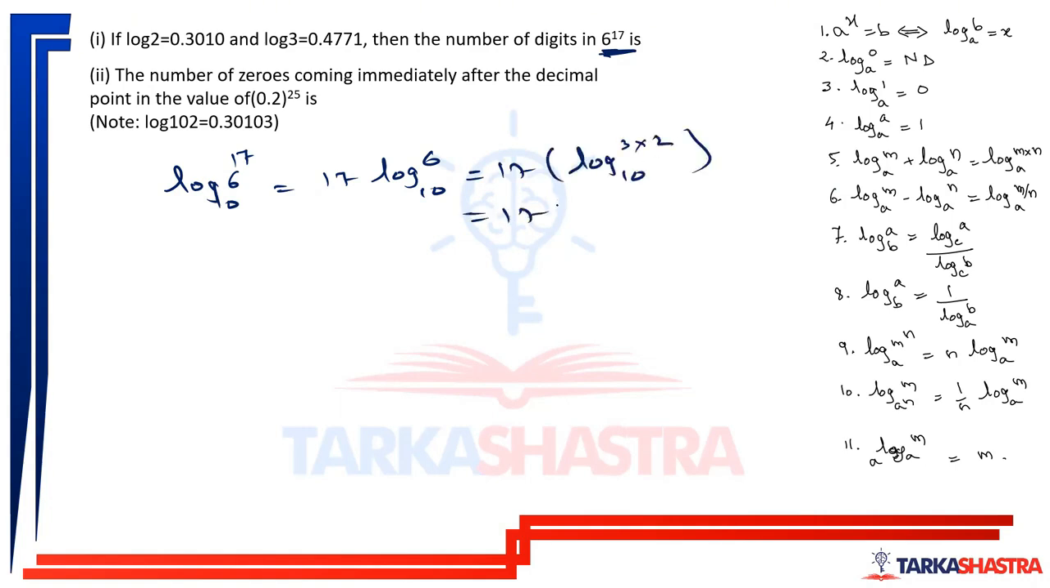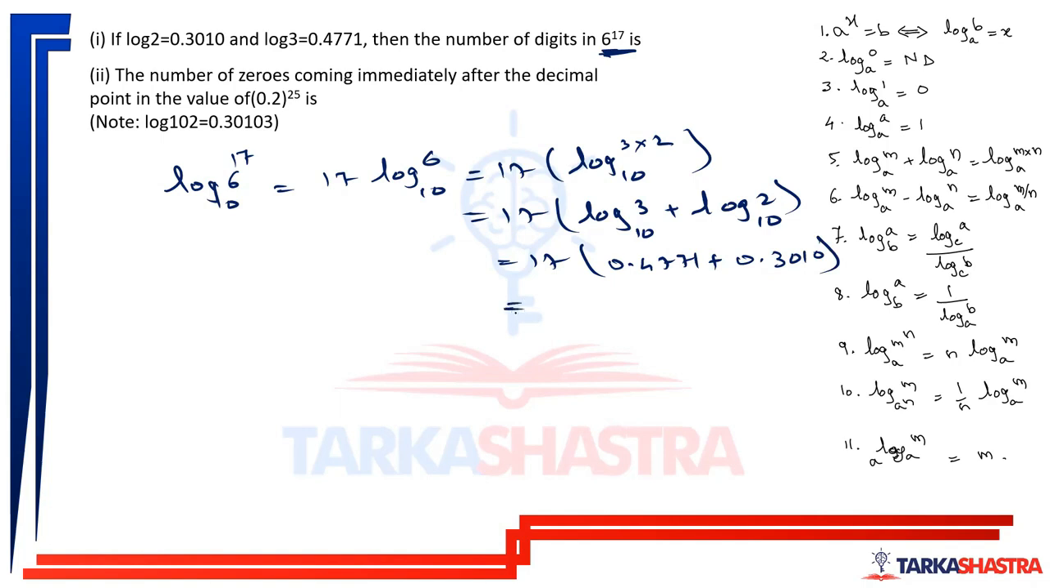which is 17 into log 3 plus log 2, and this is base 10. Log 3 is how much? 0.4771, and log 2 is how much? 0.3010. So this is 17 into 0.7781.